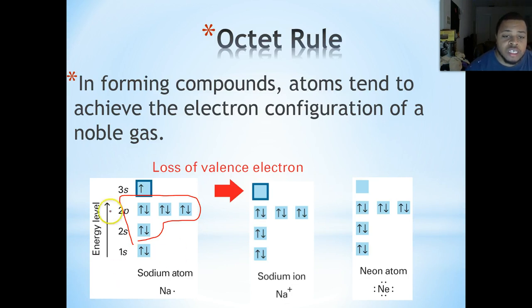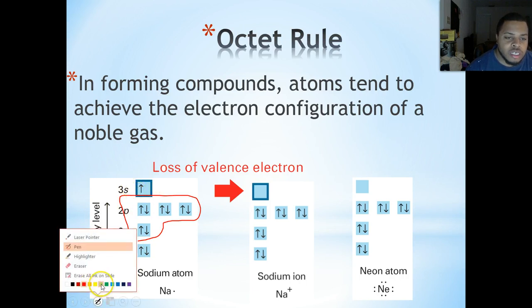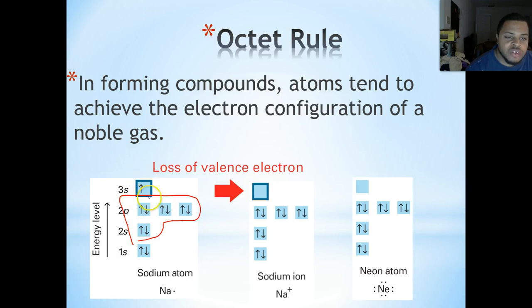So, if we're looking at sodium, sodium's goal is to get rid of this single electron here. So let me change the color. It wants to get rid of this electron here. Why? Because once it gets rid of that electron, it can look exactly like neon does. Still being sodium, but now since it got rid of an electron, it's going to now have a positive charge, as you see here down at the bottom.